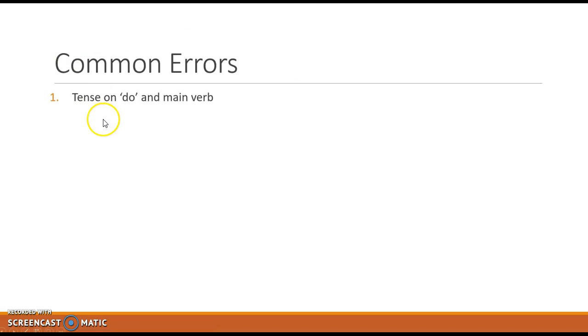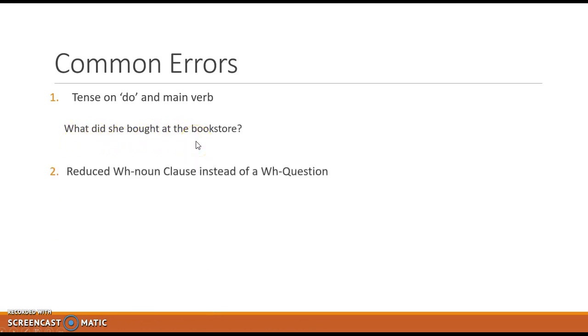A tense on do and the main verb. So for example, this question, what did she bought at the bookstore? This question is incorrect because it has the verb tense, past tense on do and also on the main verb. In a WH question, the tense only goes on the do. So it should be, what did she buy at the bookstore?